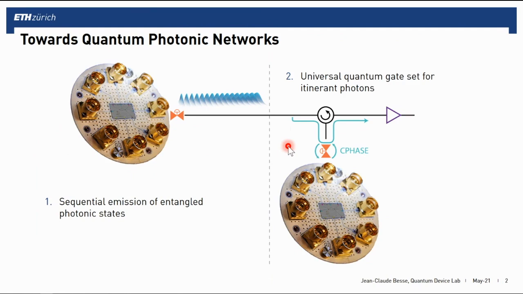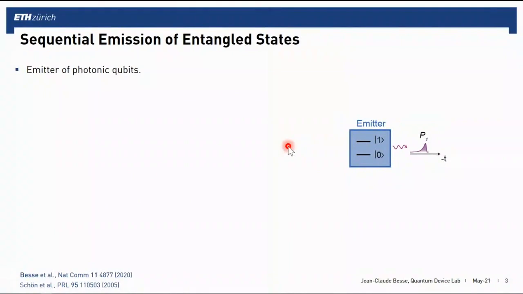Let me start with the sequential emission of entangled microwave states, which we do by following the protocol by Schön and Alder, which says that we can place an emitter that's a two-level system with 0 and 1 as the two levels, strongly coupled to an output transmission line, such that if we excite it, then it decays by emitting a photonic qubit in a mode P1. Since those modes are propagating at the speed of light in our system, we can emit various modes. After a while, we can emit a second photonic qubit, a third, and so on, up to n photonic qubits that are all part of an itinerant microwave state psi.